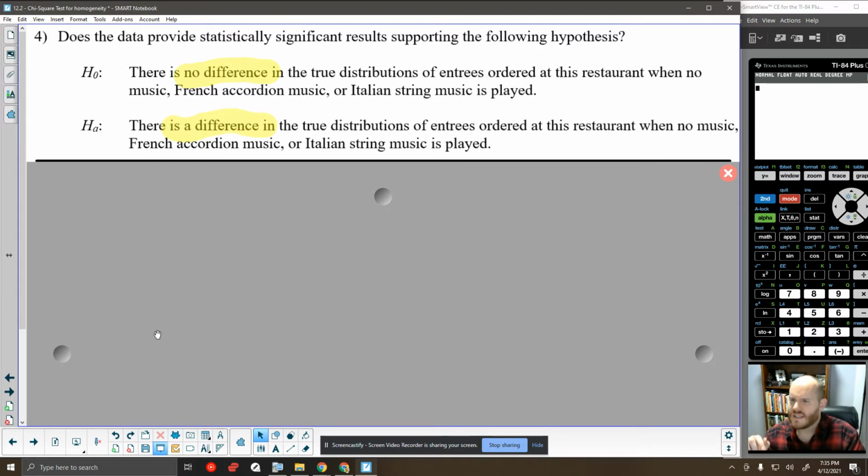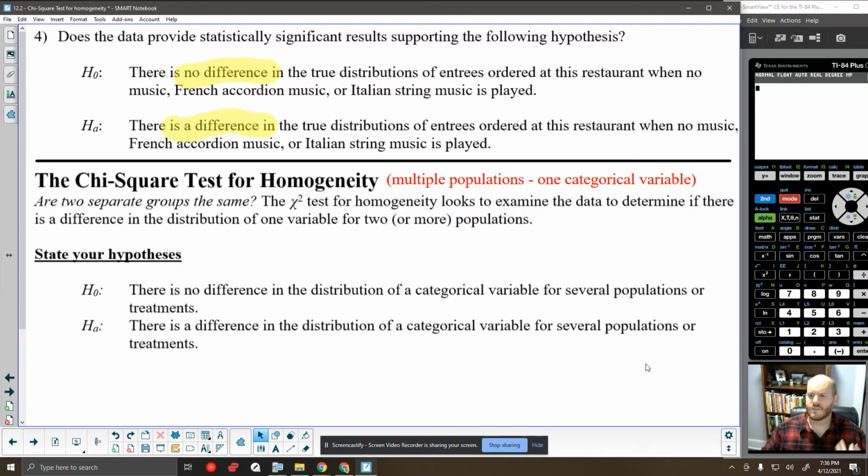So do these data provide statistically significant results to support the following hypothesis? Essentially, is there no difference in the true distribution of entrees? Again, we were just looking at our sample from our experiment, so there's some sampling variability. So is there really no difference in the distributions and we're just observing our differences by chance alone? That's the null hypothesis. And the alternate hypothesis is that there is a difference in the distributions depending on the type of music that you're listening to. So these hypotheses are the foundation of this chi-square test for homogeneity.